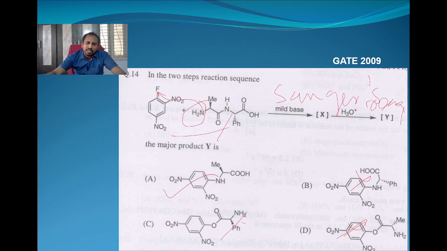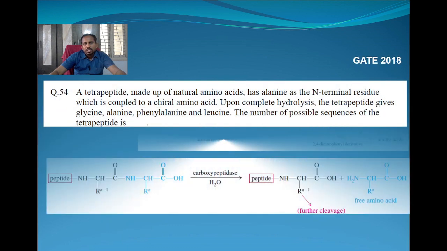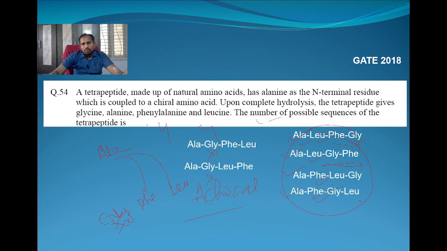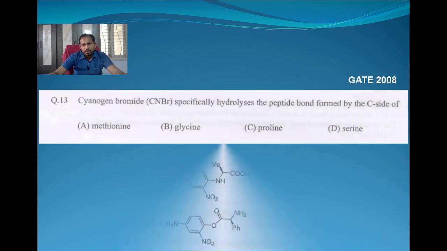If you go to Sanger's reagent for N-terminal analysis of amino acids, then you can get your answer. Already we have discussed it in the last slide. This is Sanger's reagent that will react with the N terminal amino acid of the peptide. So the amino acid present at the N terminal will separate from the peptide chain with Sanger's reagent, and then that will be hydrolyzed further. So this question is from Sanger's reagent, and A is the answer. Moving to the next question.